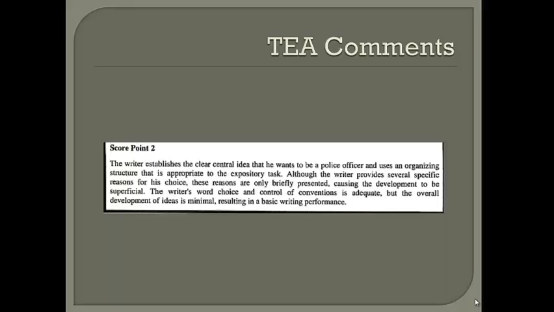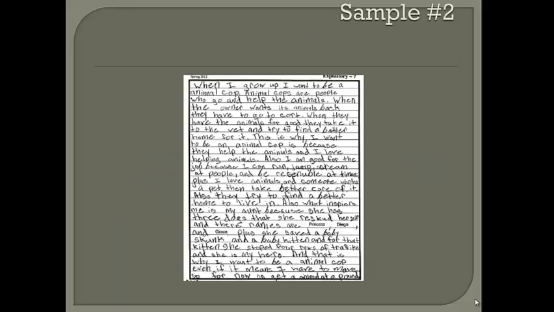TEA says, the writer establishes a clear central idea that he wants to be a police officer and uses an organizing structure that is appropriate to the expository task. Although the writer provides several specific reasons for his choice, these reasons are only briefly presented, causing the development to be superficial. The writer's word choice and control of conventions is adequate, but the overall development of the ideas is minimal. That's what I was thinking, resulting in a basic writing performance. It needed more. They had some good points, and if they had just developed them more, this would have been a score point 3 or 4.